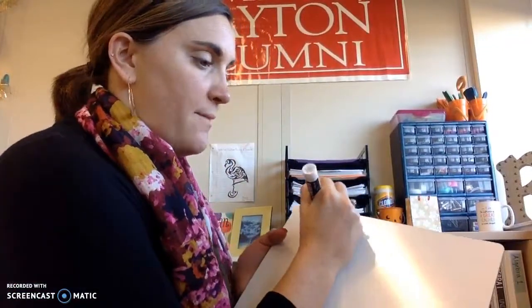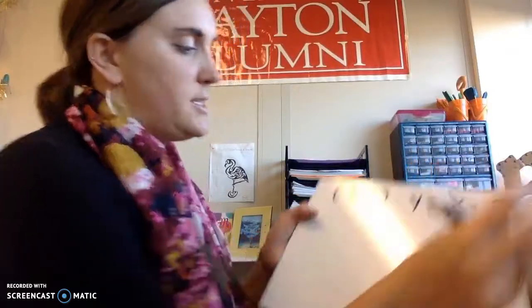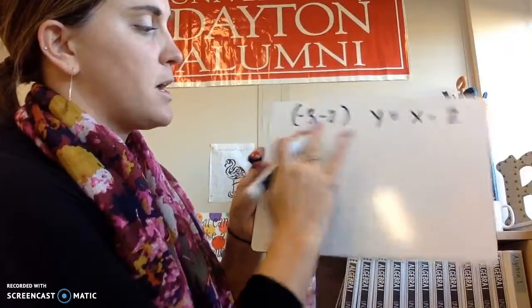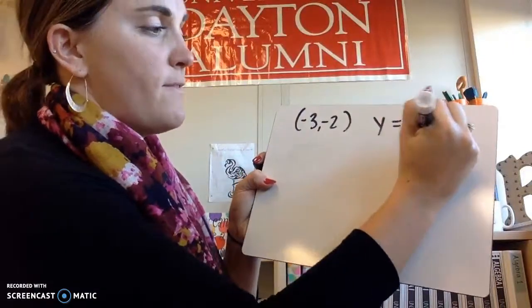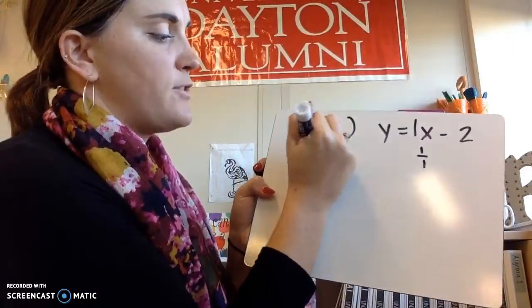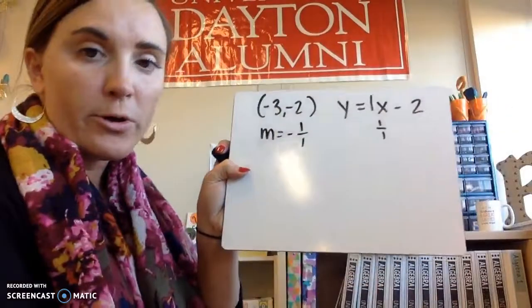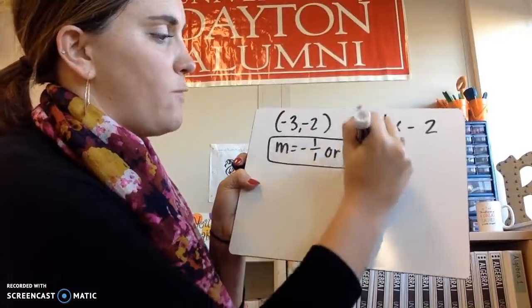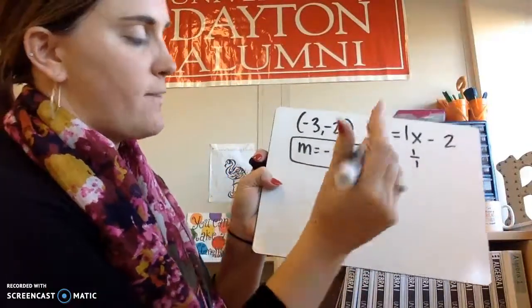Moving on to number 10. Negative 3 comma negative 2, and y equals x minus 2. So our slope here is 1, or think of it as 1 over 1, so ours will have to be negative. If you flip 1 over 1, it's still just 1. So we can also just write negative 1 as well. Negative 1 over 1 or just negative 1.